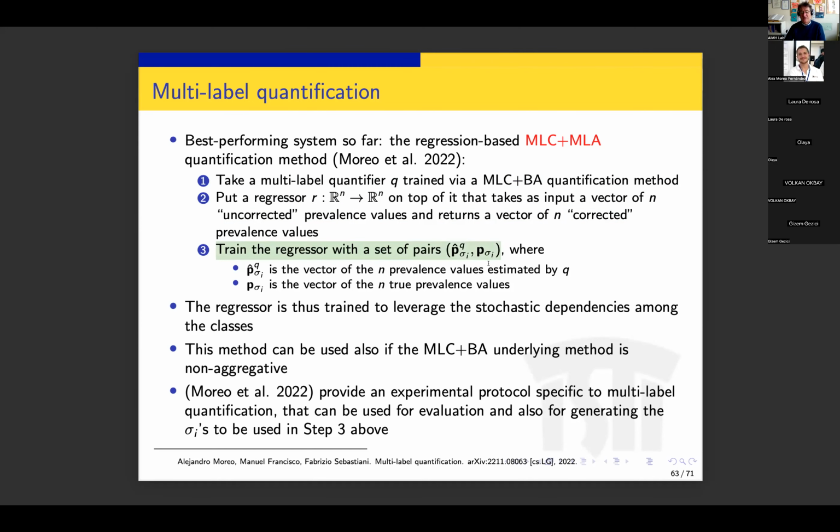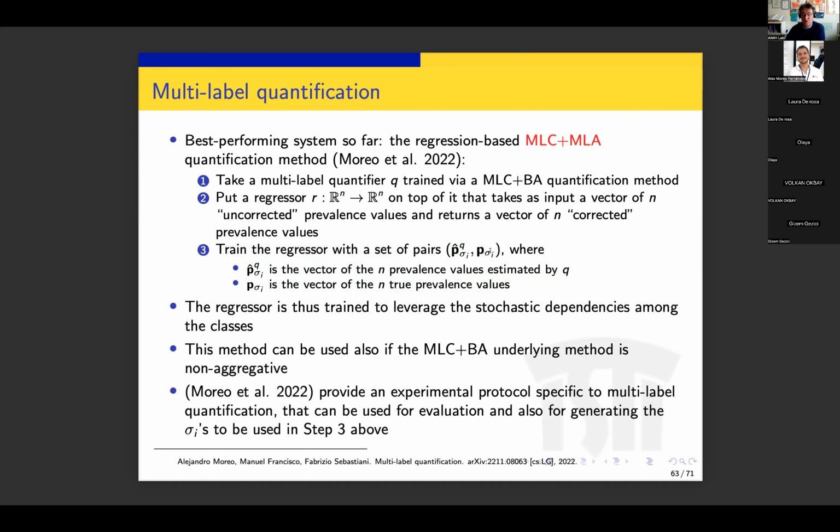A set of pairs where, let's say, this is the vector of the n prevalence values estimated by the quantifier, and this is the vector of the true prevalence values. Given a sample sigma I, we take its true prevalences. These are training data, so we know the true prevalences.